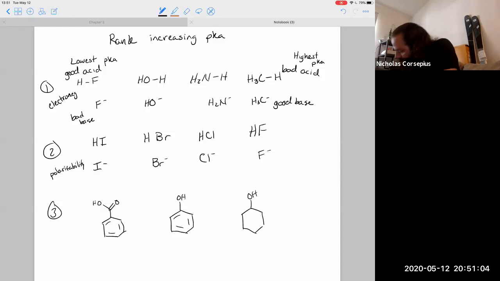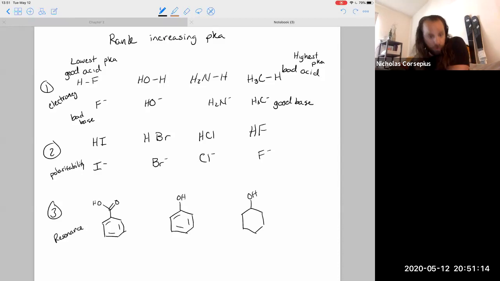Yeah, so this is going to be a resonance argument, right? A carboxylic acid, that OH group is way more acidic than a normal alcohol group because it's stabilized by that other oxygen through resonance. Similarly here, this phenolate ion is much more stable than this alkoxide ion because that negative charge is stabilized through resonance.